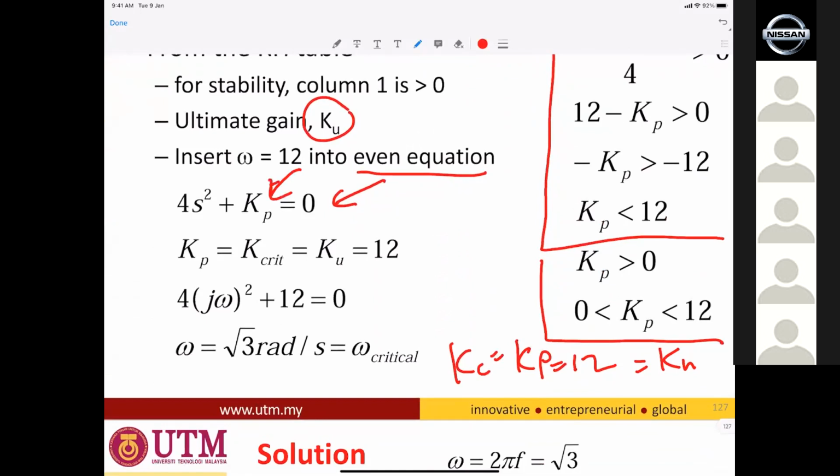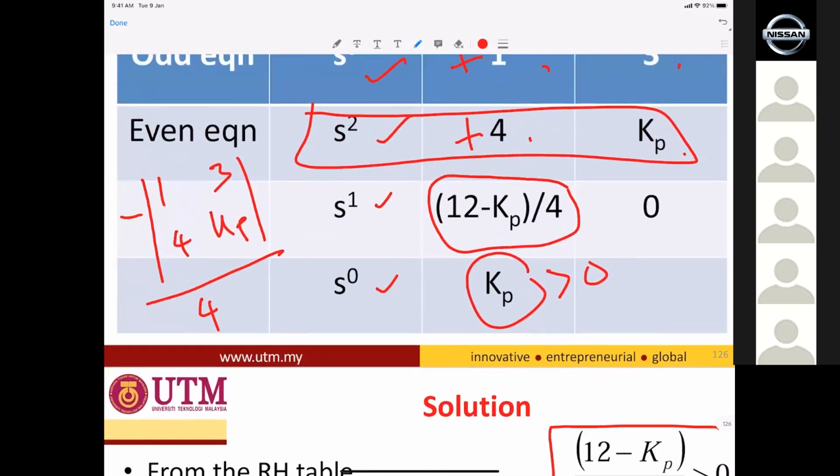Okay, so you get 12. Then the omega is KU. No, this one is KU. Insert the value, and then you get the critical omega as the square root of 3. Square root of 3, how many? The same as the MATLAB just now, it's 1.73 radian per second, which is the same, right?